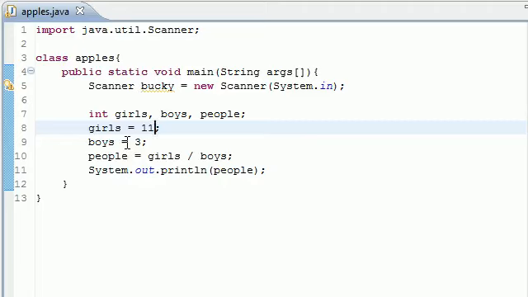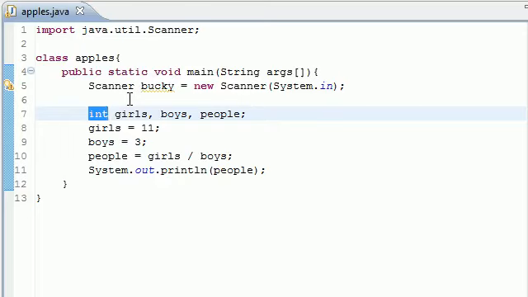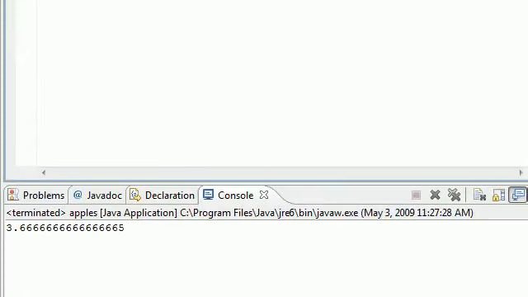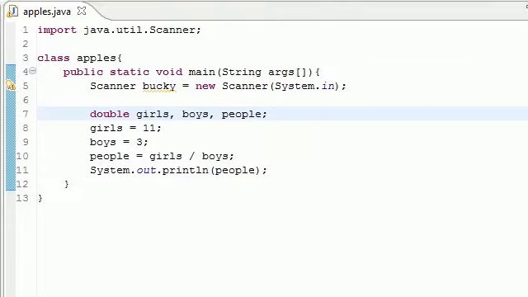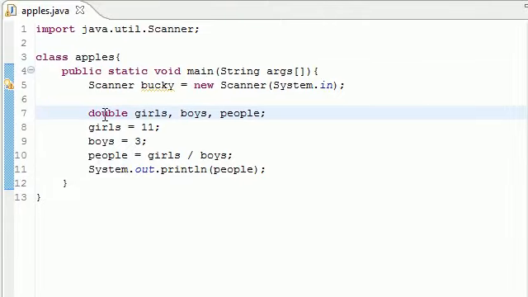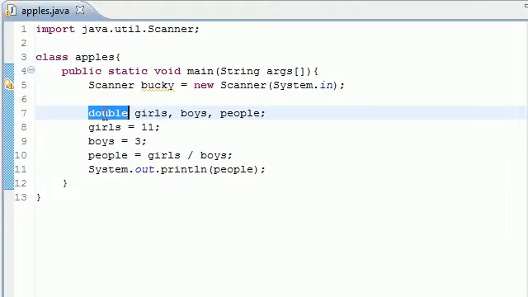Well, Java said, all right, you want to work with ints? Well, ints are whole numbers, so whenever you ask the question in ints, I'm going to give you an int. So if you want to get this number exact, you need to use double. So go ahead and press OK, and there's your answer, 3.66. So that's the difference between int and double. Int gives you whole numbers, and double gives you a fraction of a number, or numbers with decimal points.